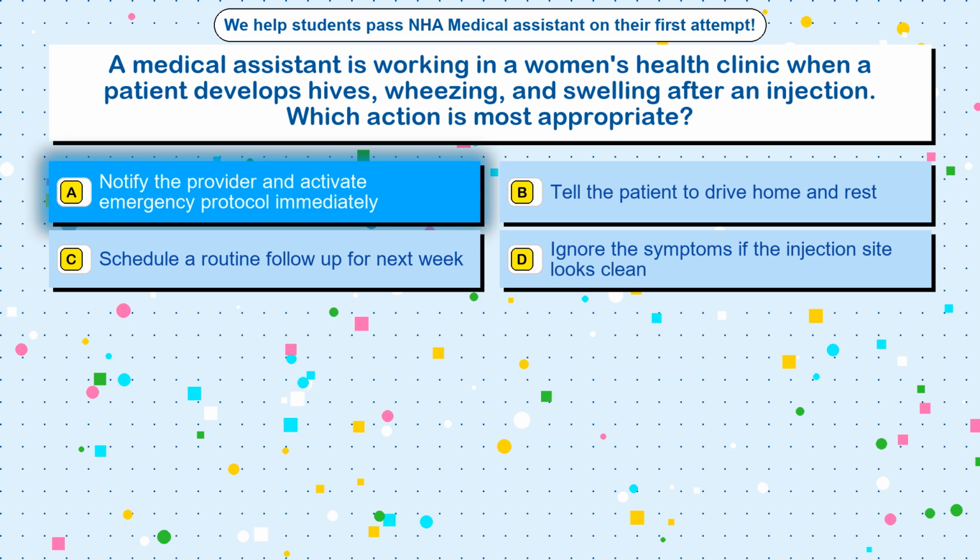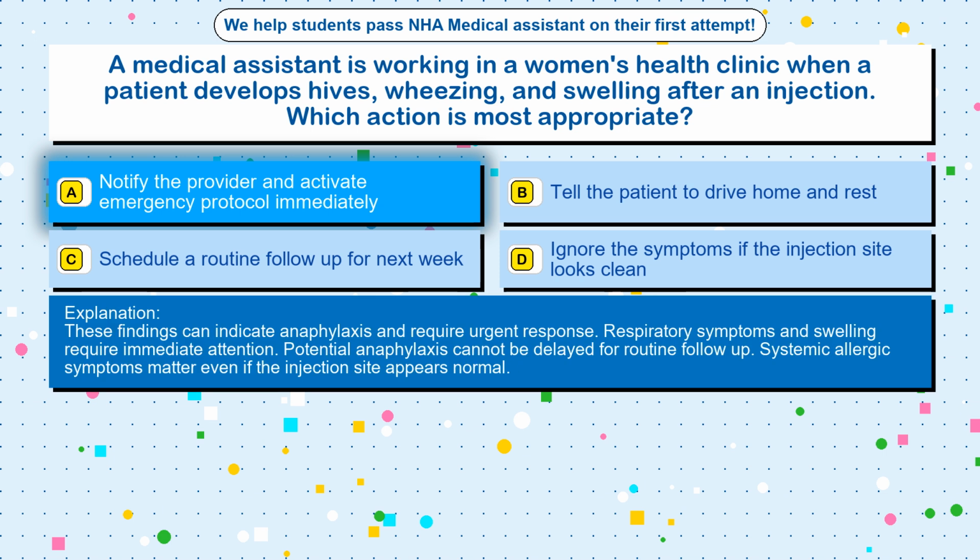The correct answer is option A. Notify the provider and activate emergency protocol immediately. These findings can indicate anaphylaxis and require urgent response. Respiratory symptoms and swelling require immediate attention. Potential anaphylaxis cannot be delayed for routine follow-up. Systemic allergic symptoms matter even if the injection site appears normal.